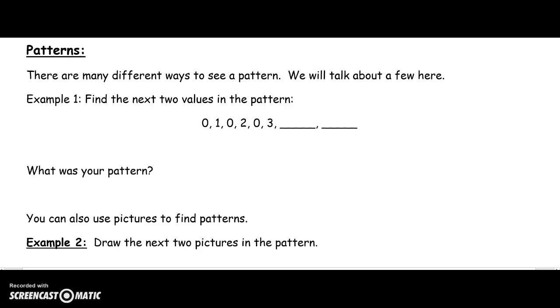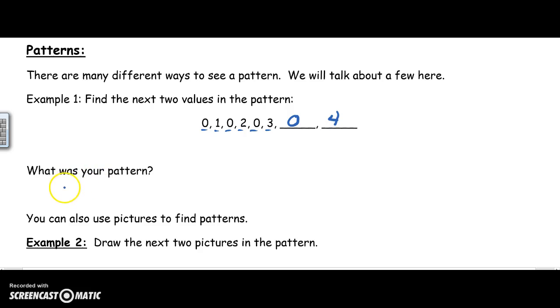So it says find the next 2 values in this pattern. Well, what do you see happening? Notice how it goes from 0 to 1, back to 0, then to 2, back to 0, then to 3. So every other 1 is a 0. So when you have that whole number, go back to 0. And then look at your numbers. It's going 1, 2, 3, 4.